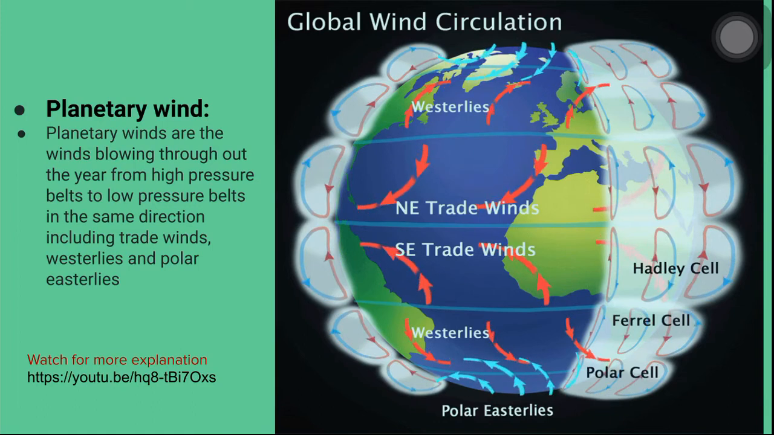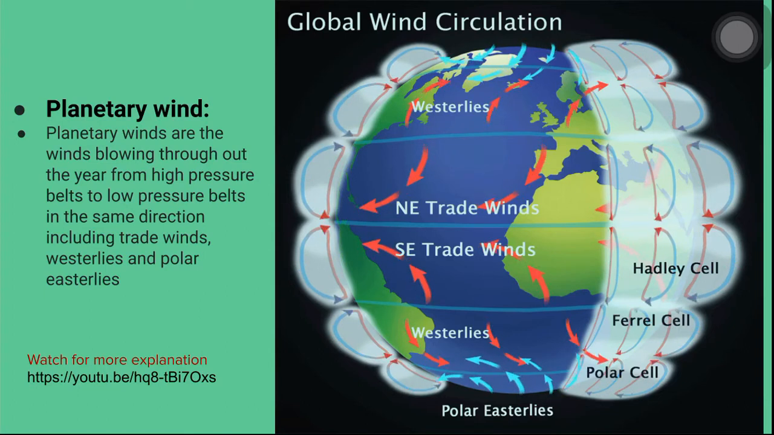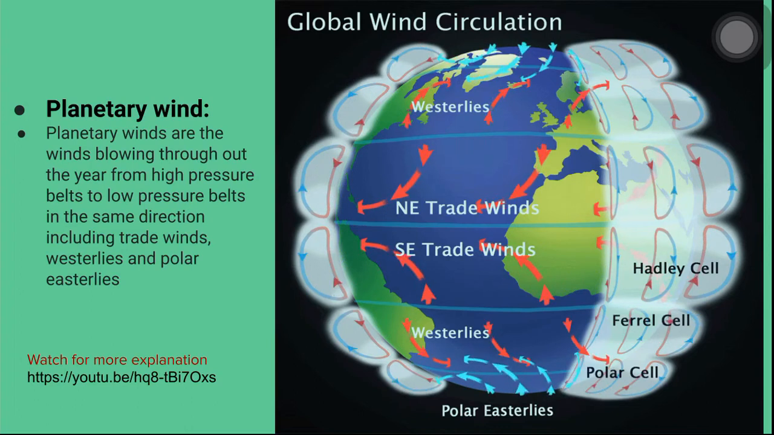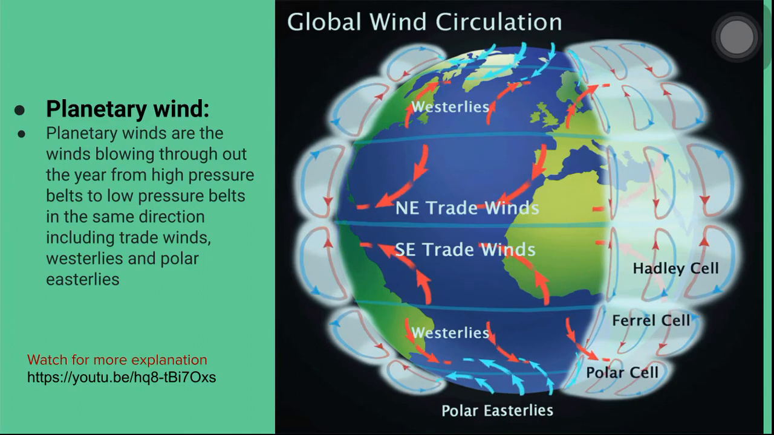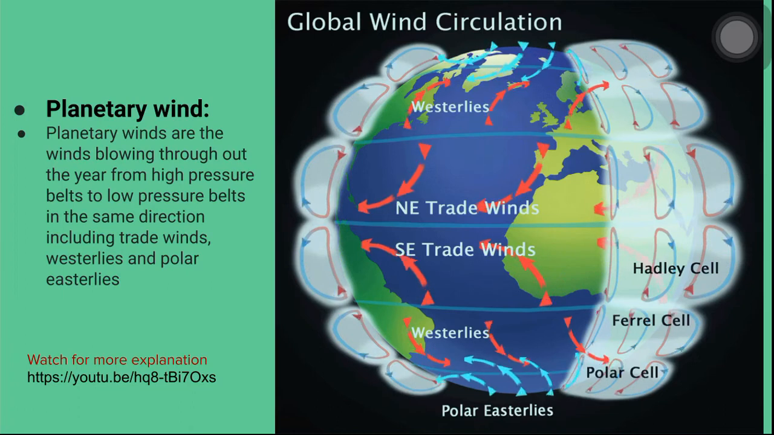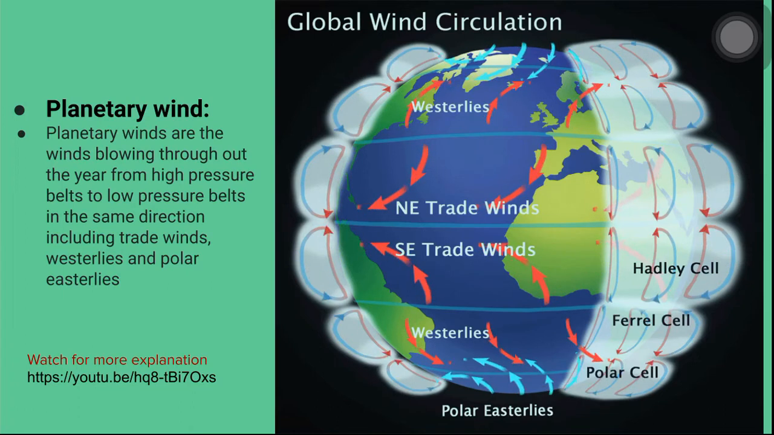Okay students, as the earth rotates from west to east, winds are deflected by the force known as the Coriolis effect. Northeast trade winds are seen in the northern hemisphere as winds are deflected to the right, while southeast trade winds are seen in the southern hemisphere as winds are deflected to the left.